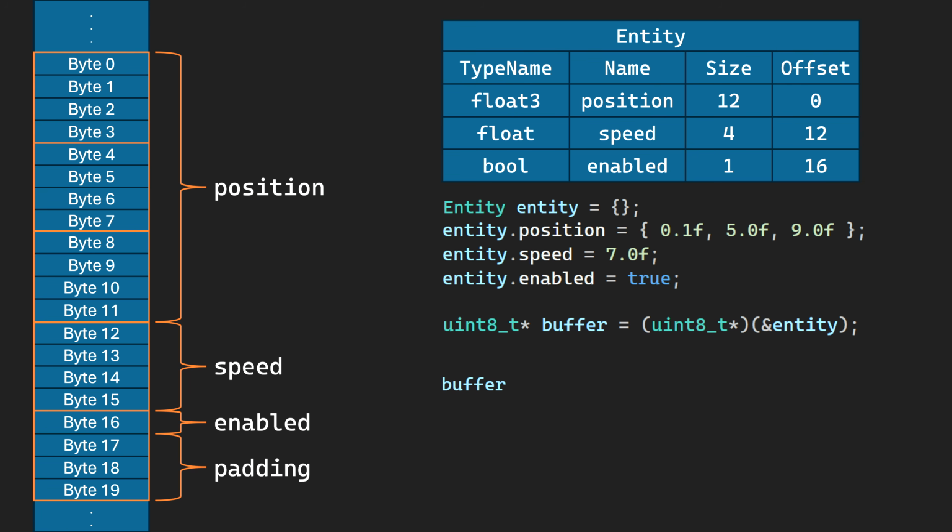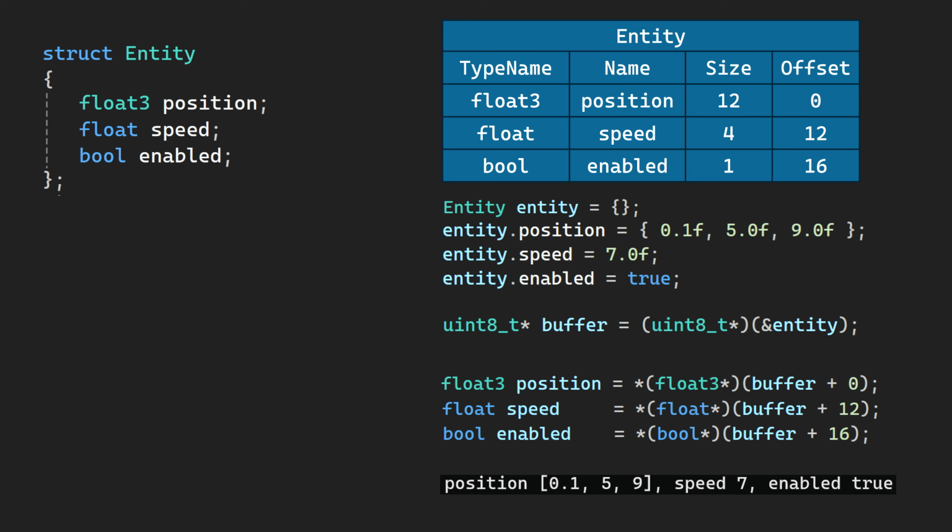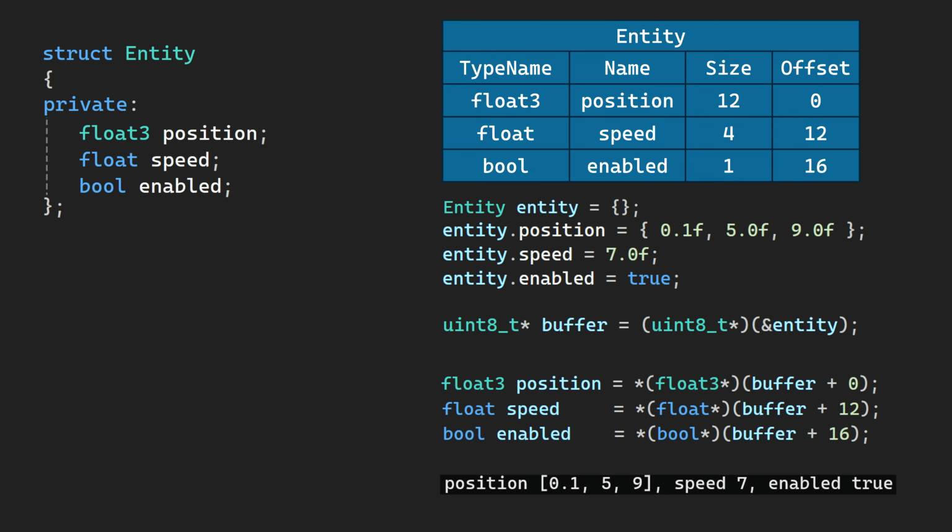We know from the table that the first field is located at offset 0, and it's a float 3, so we cast it to a float 3 pointer, then dereference it to get the actual value, and assign it to a new variable called position. Doing the same for the other field as well, we can print these values, and we will get the exact same result as if we accessed it normally. Now you might ask, what if the struct has a private property? Well, it's fucking useless, and you can still access them, which is great.